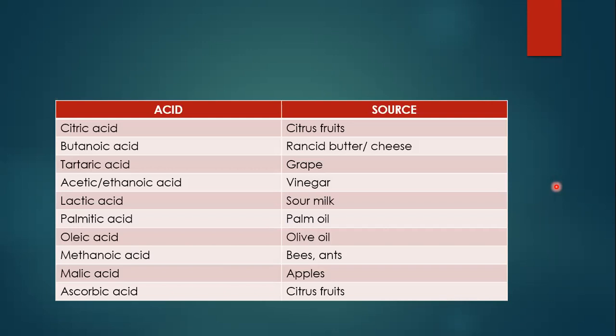The next one, palmitic acid. As you can see from the word palmitic acid, the source is palm oil. The next one, oleic acid, also gotten from olive oil.